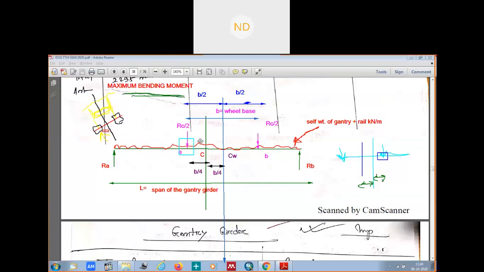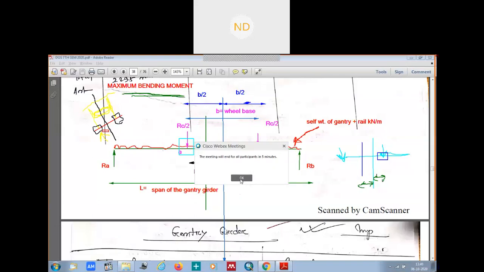Fine. So maximum bending moment, and where is the maximum bending moment? Here, when the distance of the CG of the gantry girder is at an equal distance from the nearest wheel to the CG of the wheelbase. Okay, so this was one of the important things which you should know.